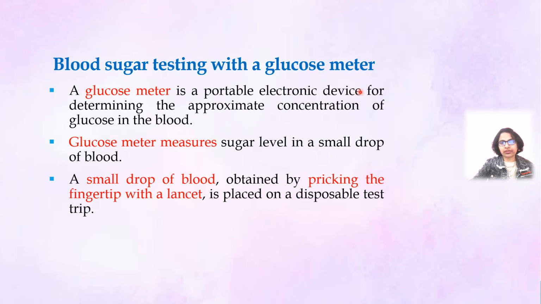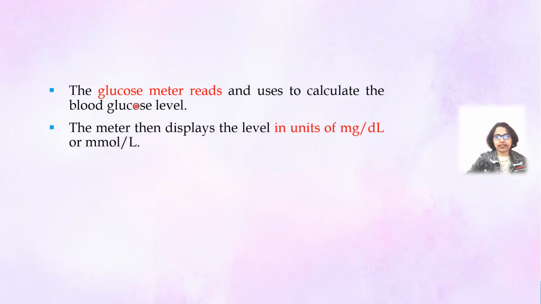Then blood sugar testing with the glucometer. A glucometer is a portable electronic device for determining the approximate concentration of glucose in the blood. A glucometer measures sugar levels in a small drop of blood. A small drop of blood obtained by pricking the fingertip with a lancet is placed on a disposable test strip. The blood glucose meter reads it and calculates the blood glucose level. The meter then displays the level in units of milligram per deciliter or millimole per liter.